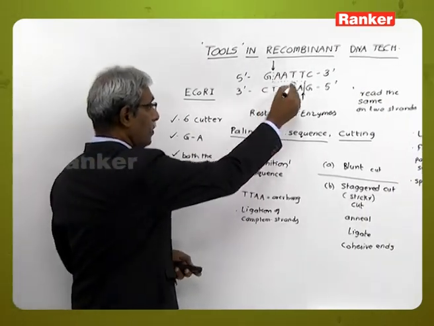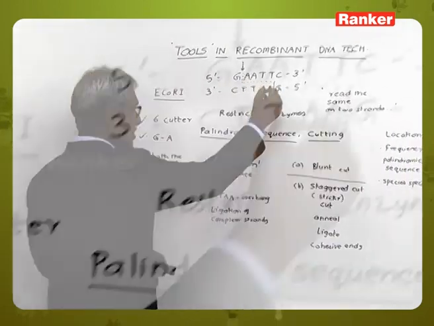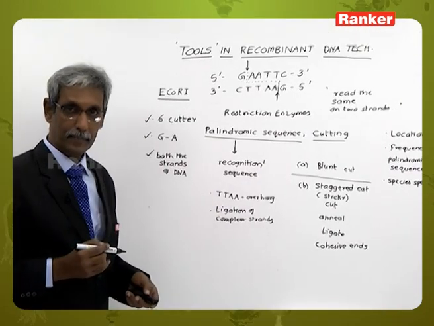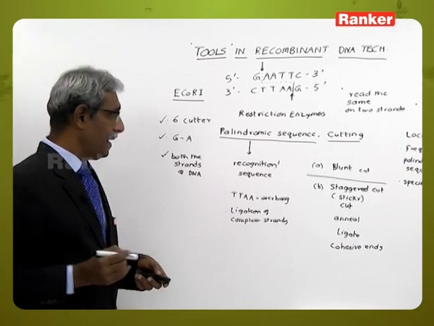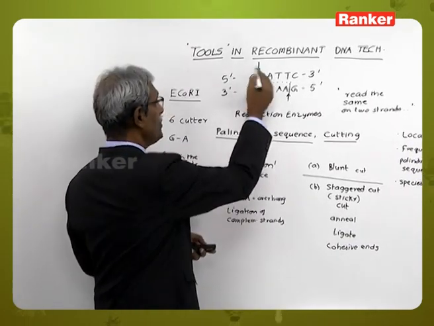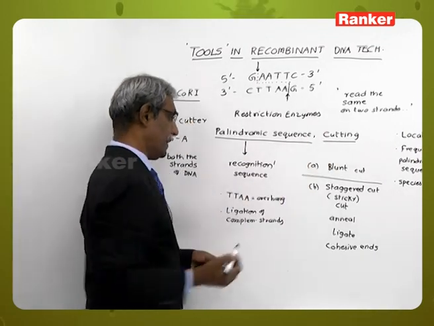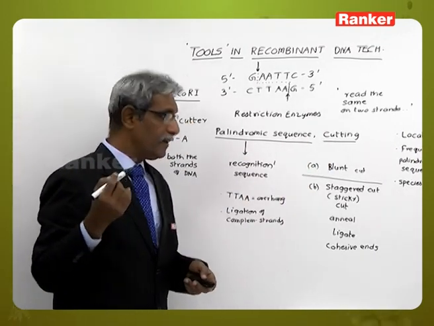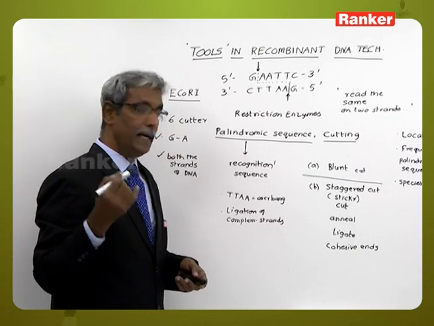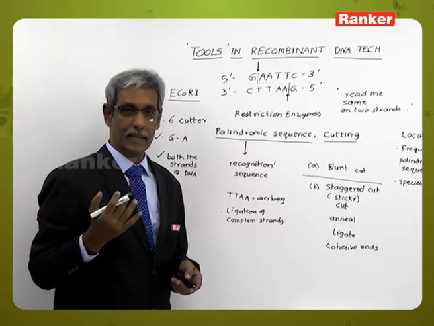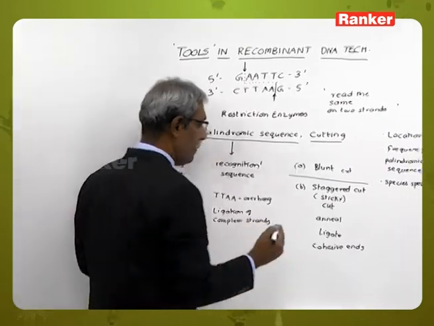When it cuts both the strands of the DNA, you understand there is a sort of staggered structure which comes in. And if we are looking at restriction enzymes and the pattern of their cutting, normally it cuts by two important methods. One is termed a blunt cut.